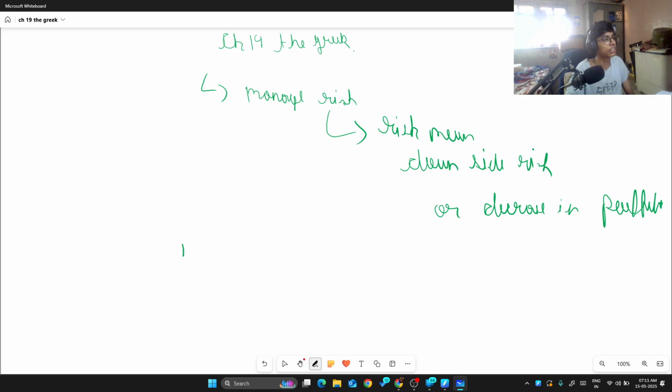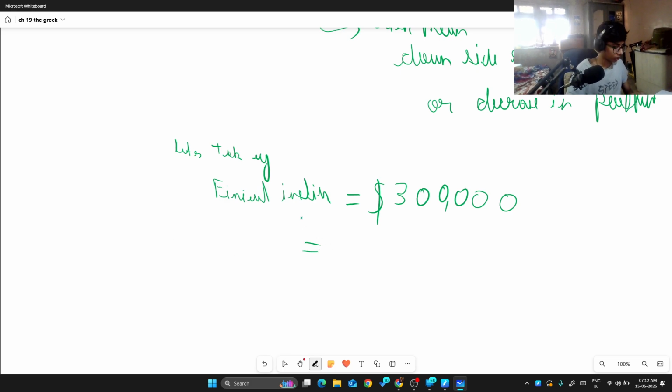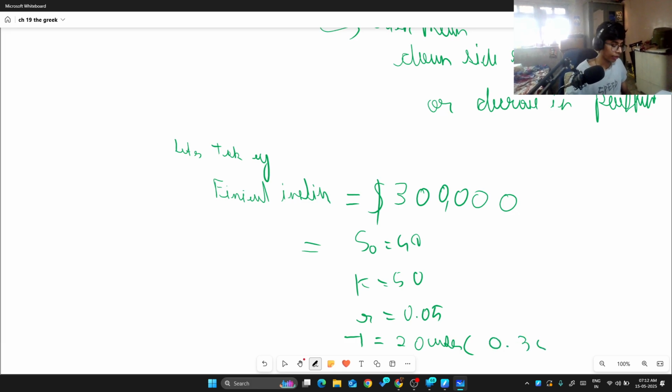So for this, let's take an example. A financial institution sold a call option contract worth $300,000, with stock price 49, strike price 50, interest rate of 5%, and time to maturity of 20 weeks, that is 0.3486 years, and expected return of 12%.